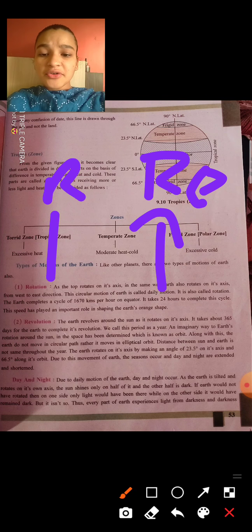So this is rotation. Now revolution. The earth revolves around the sun as it rotates on its axis. It takes 365 days for the earth to complete its revolution. Now first, what is the difference between rotation and revolution? In rotation, we are making a circle from west to east on its axis, right? Axis. And here it is around the sun. We call it a period of a year.